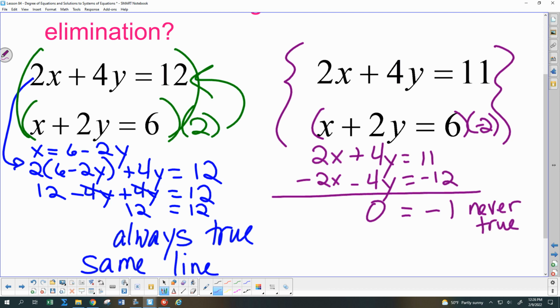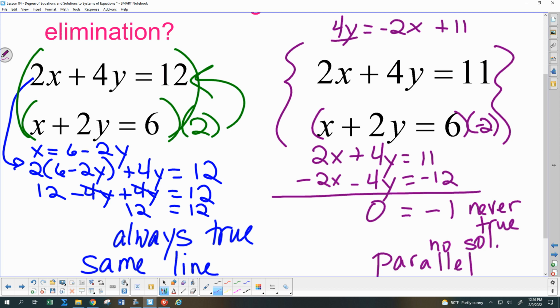So there's no way to get something true. There are no solutions, which means these have to be parallel lines, which means they need to have the same slope and different y-intercepts. I wonder if I could look at these equations. I could say the first one is 4y equals -2x plus 11 and divide everything by 4. And I could take the second one and say 2y is -x plus 6 and divide everything by 2.